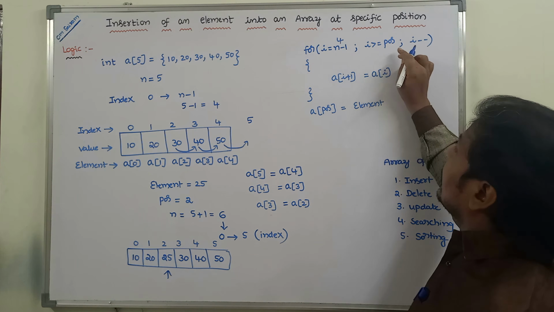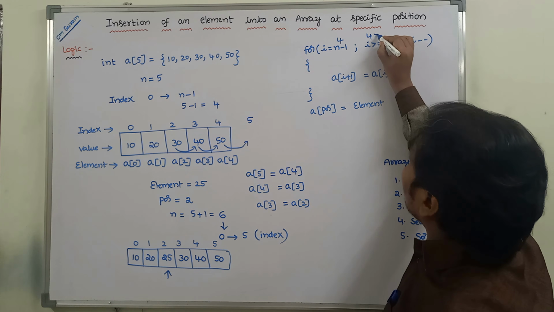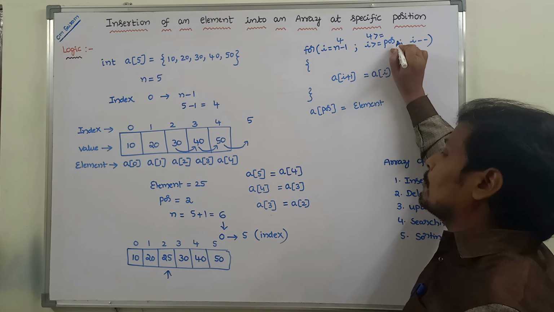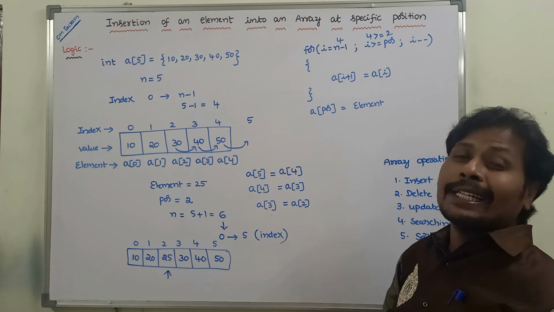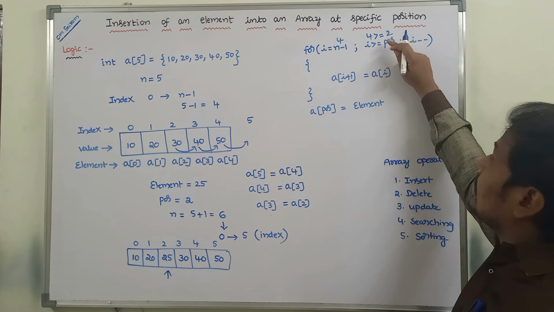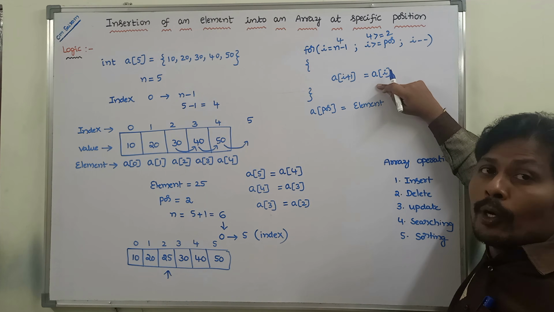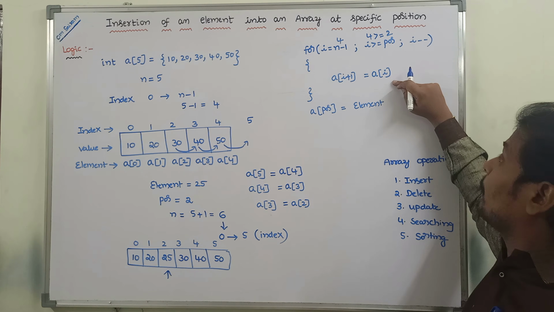Okay. I greater than or equal to POS. I value 4. So 4 greater than or equal to POS. What is the POS value? POS value is 2. 4 greater than or equal to 2. Condition true. If the condition is true, then the control goes to the body of the for loop and executes the statement within the body of the for loop.